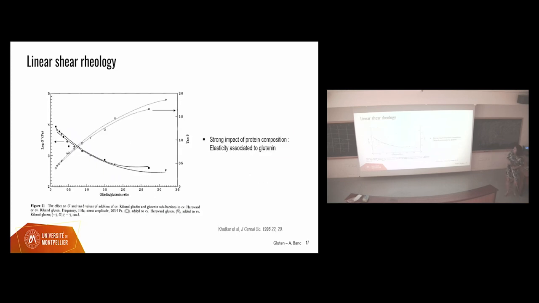To understand something, people tried to change the composition of gluten. They either added gliadin or glutenin to a gluten that they extracted, and they measured the elasticity as a function of this ratio, and they found that the elastic modulus decreases as the gliadin-glutenin ratio increases. And it's related to an increase of the tangent delta value. So people concluded the elasticity of gluten is due to the glutenin, which are the polymeric chains, which are cross-linked by disulfide bonds.